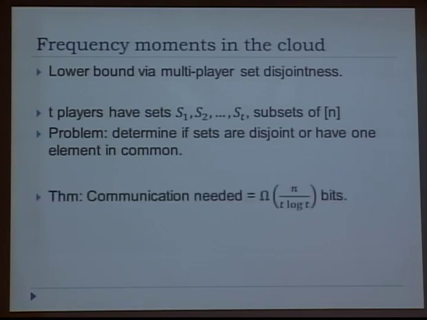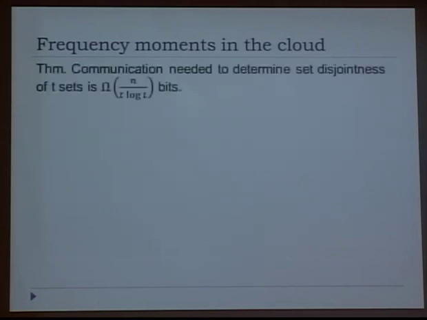And so through a series of papers, we know now that you need at least roughly n over t bits to determine this. It's a subset of 1 through n, and to determine if there's one element in common versus none, you already need n over t bits of total communication. That's the theorem.